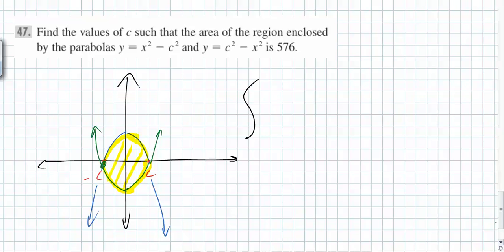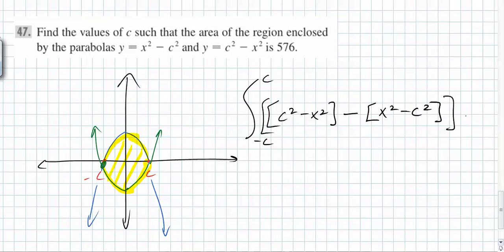What's the left bound? Negative C. And what's the upper bound? The right bound, right? So the upper one is the blue one, and that's going to be C squared minus X squared. Careful. And what are you subtracting? Minus C squared. dx.